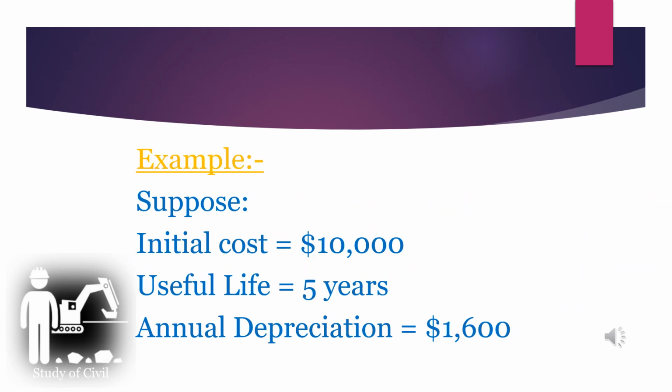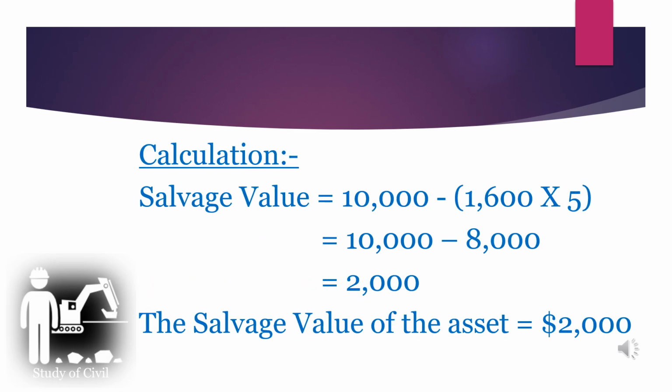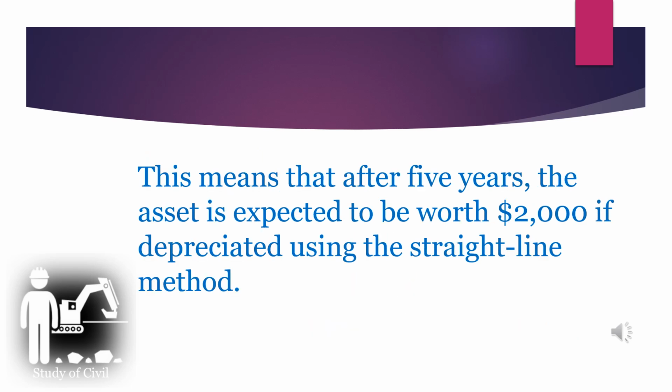For example, suppose initial cost equals $10,000, useful life equals 5 years, and annual depreciation equals $1,600. We know salvage value equals initial cost of the item minus annual depreciation multiplied by useful life. So salvage value equals 10,000 minus 1,600 multiplied by 5, equals 10,000 minus 8,000. That is 2,000. We will get the salvage value of the asset equals $2,000. This means that, after 5 years, the asset is expected to be worth $2,000 if depreciated using the straight-line method.